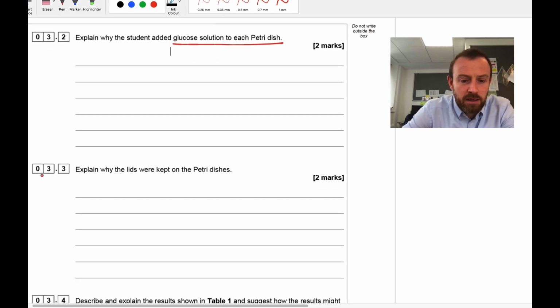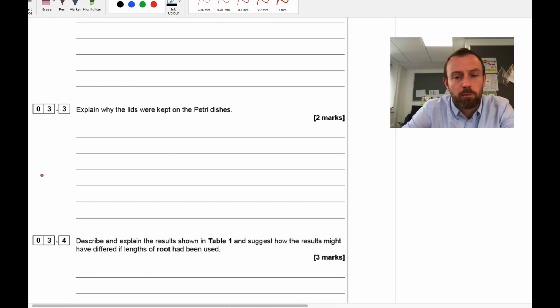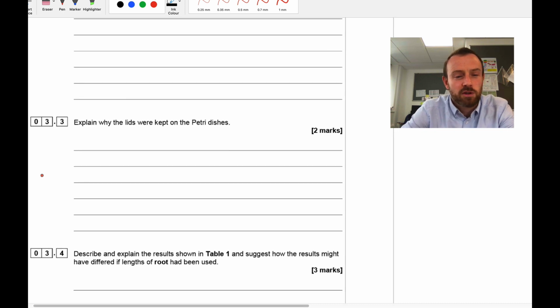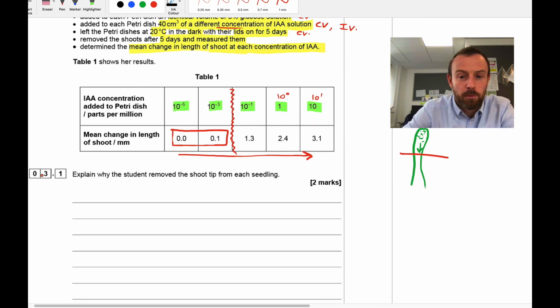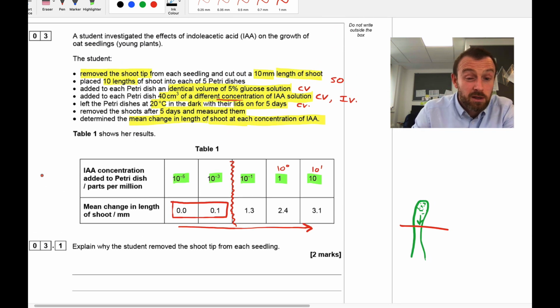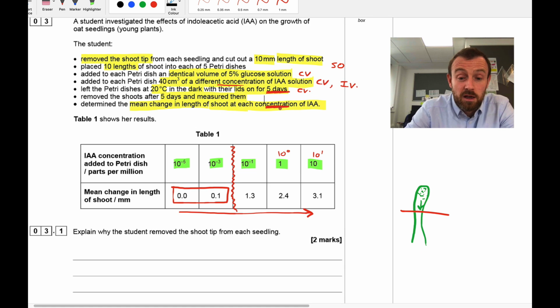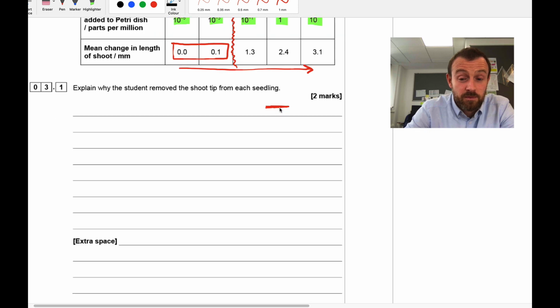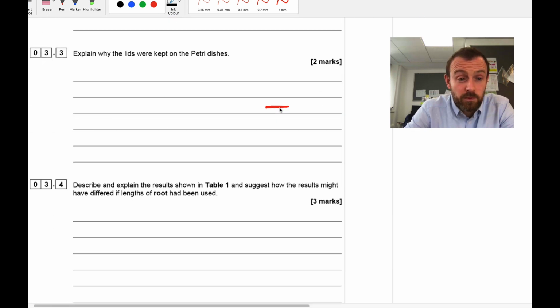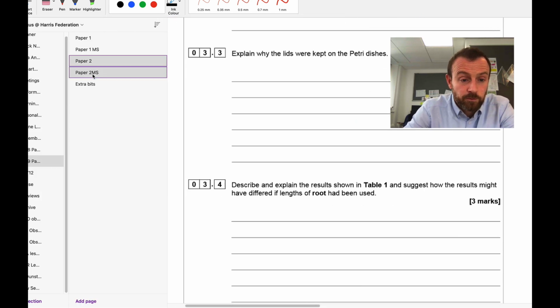Why would you have to keep the lid on a Petri dish? This is more of a practical consideration. If you can just imagine what's going on in the Petri dish and consider the timeline. They were left for 5 days, the Petri dishes. So if we didn't have the lids on after 5 days, the Petri dishes would dry out, water would evaporate, and the seedlings would probably die. So I think that's what we need to say.